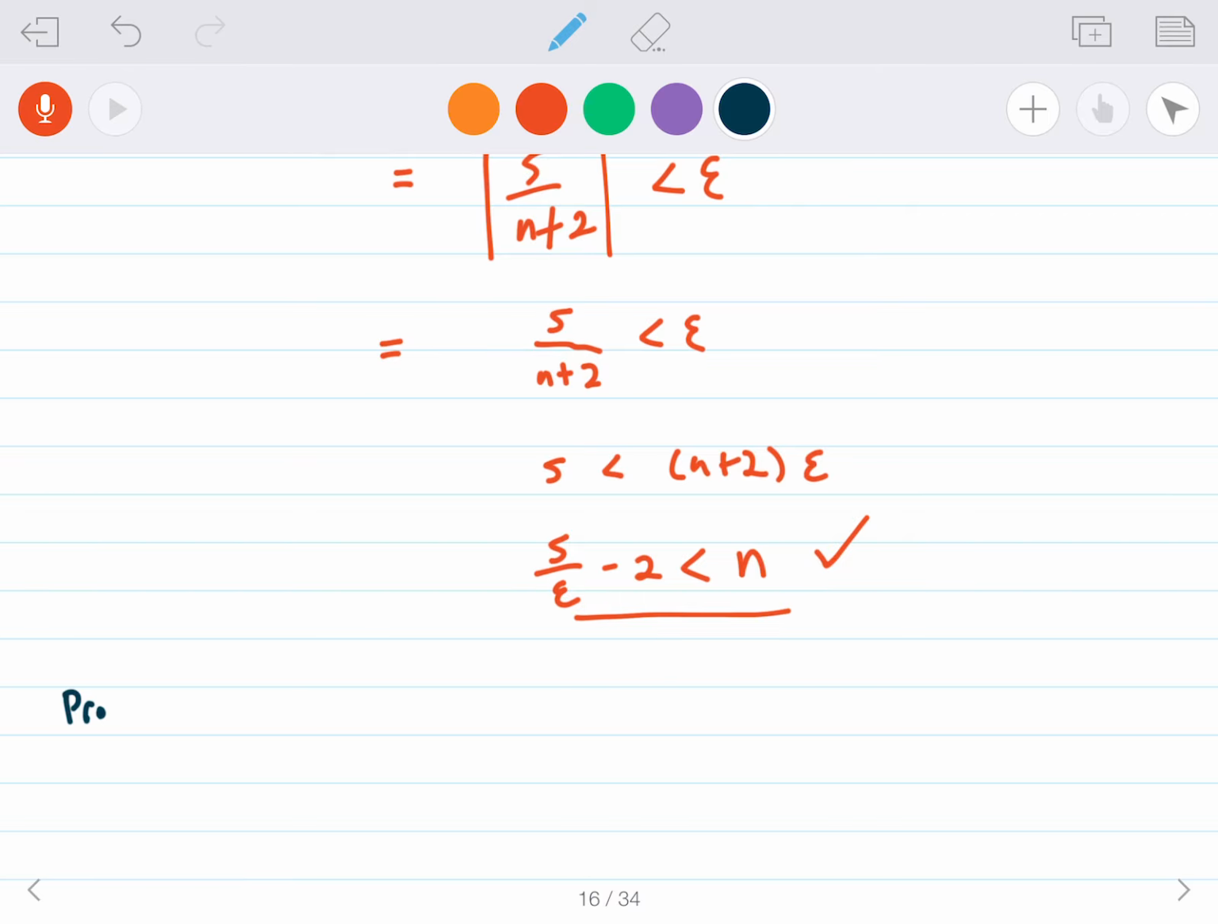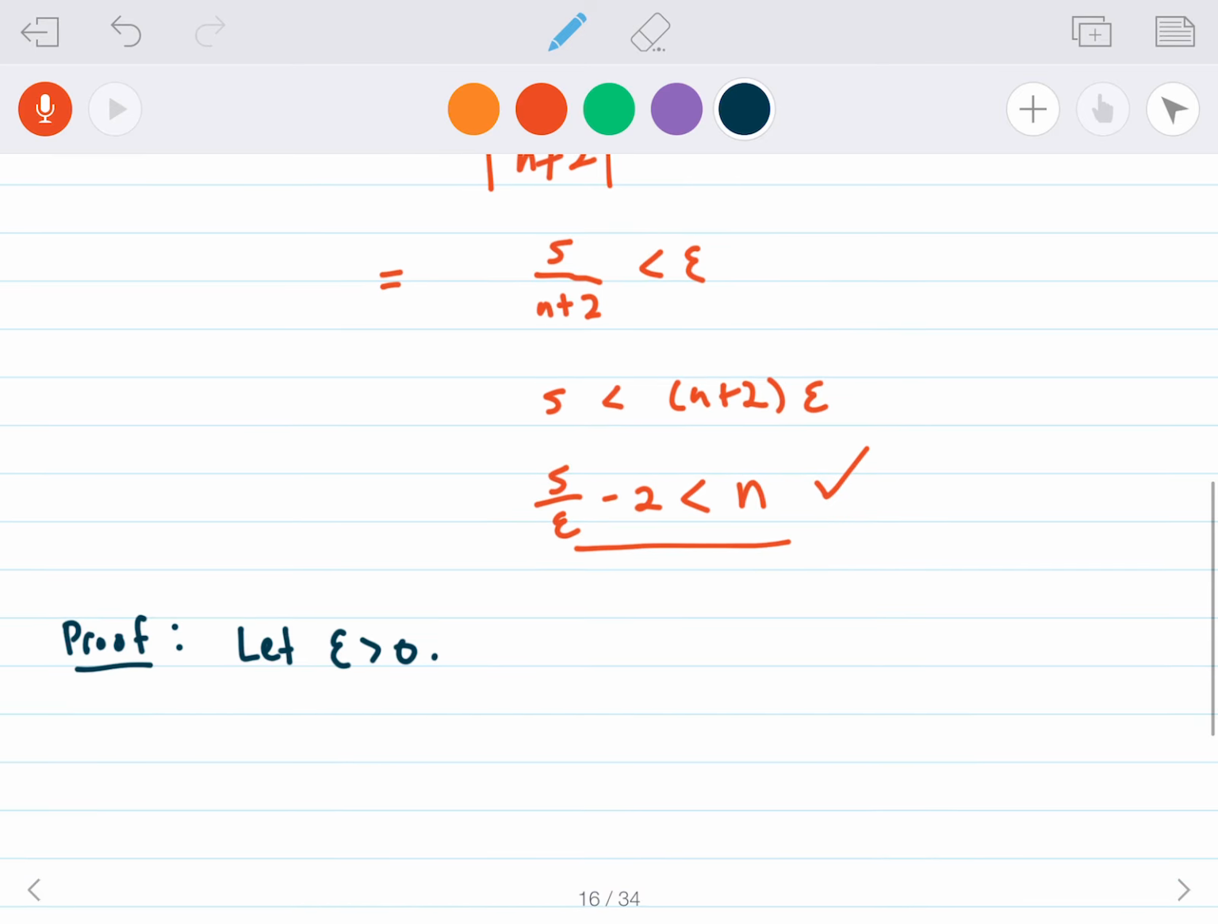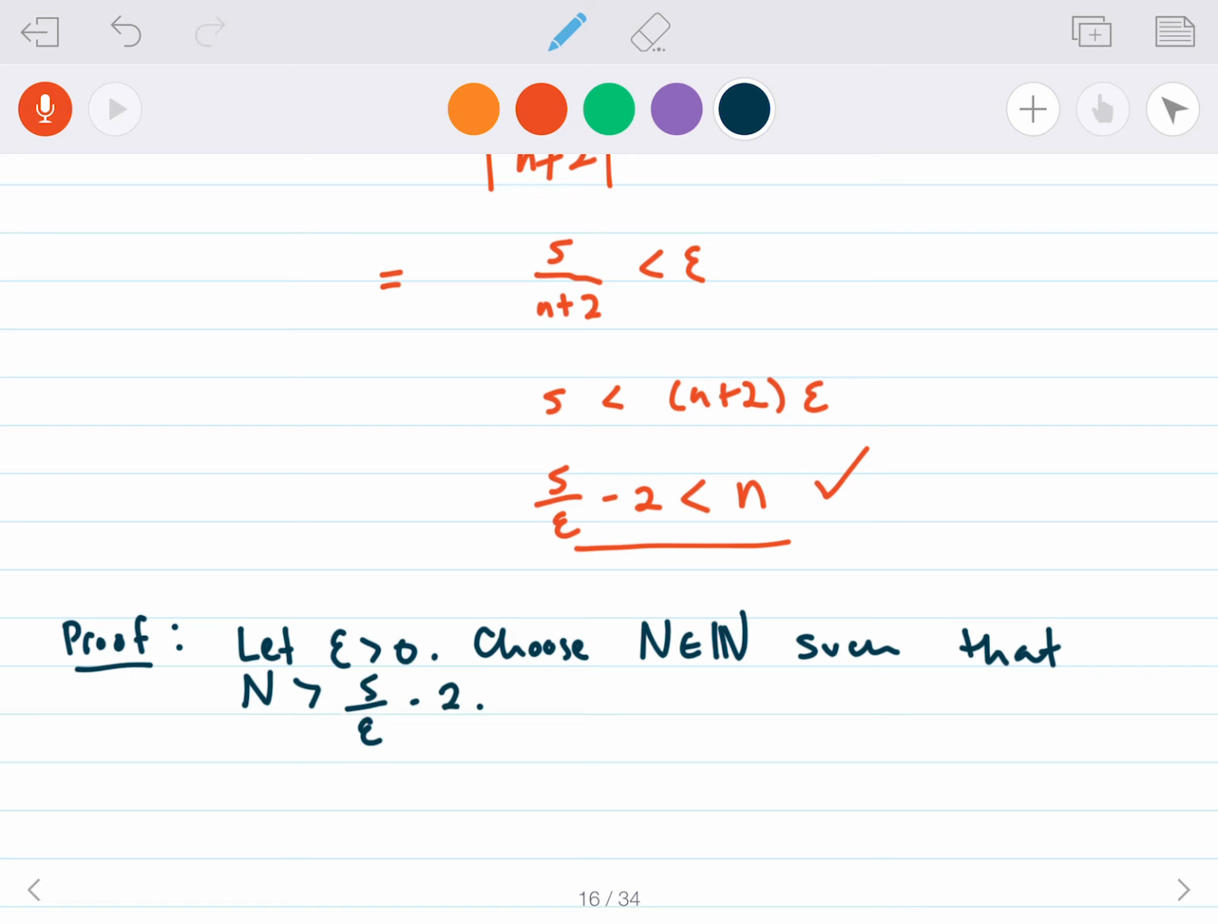So the start of the proof, always the same thing: let epsilon be bigger than 0. Choose capital N in the natural numbers such that capital N is bigger than 5 over epsilon minus 2. Okay? And we should say, we can do this by the Archimedean property.